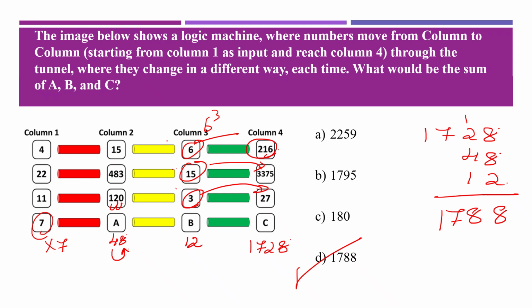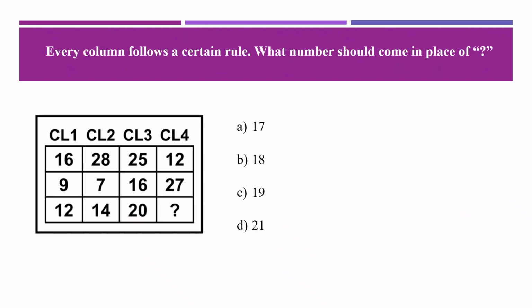Moving to the next question. Every column follows a certain rule. What number should come in place of the question mark? Let's understand the pattern. Here it is 12 plus 2 is 14. 14 plus 6 is 20. Then 20 plus what should it be? Oh, no way.